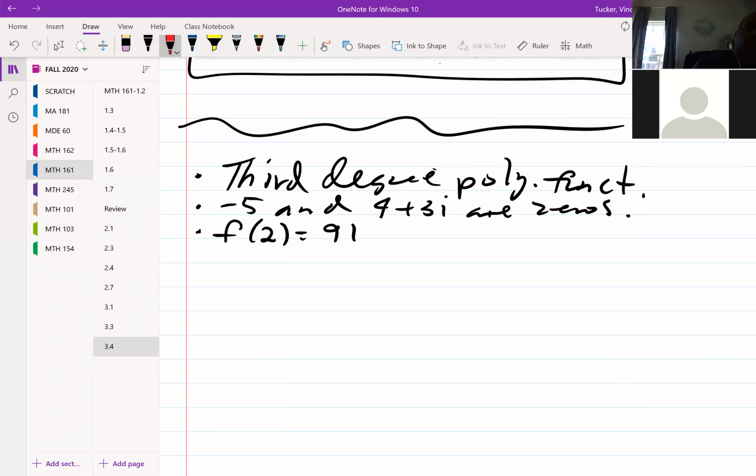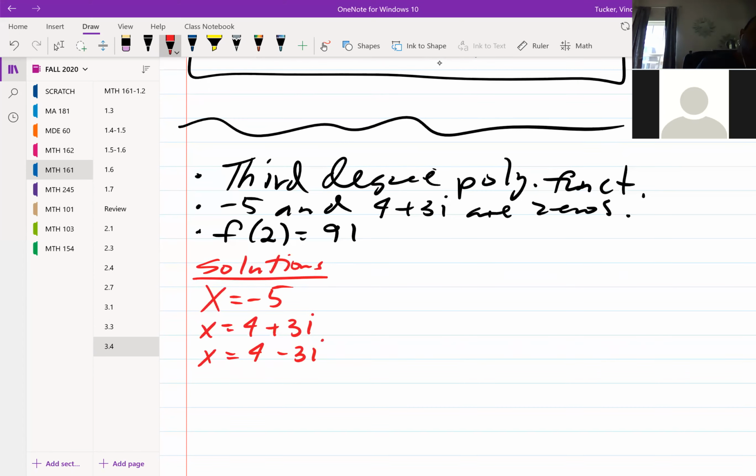So we need 3 solutions, third degree polynomial. So we know x is equal to -5 is a solution. x equal to 4 plus 3i is a solution. And because 4 plus 3i is a solution, 4 minus 3i is also a solution. All right, questions?